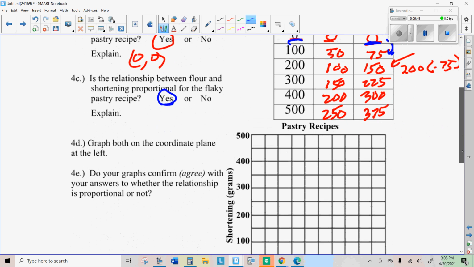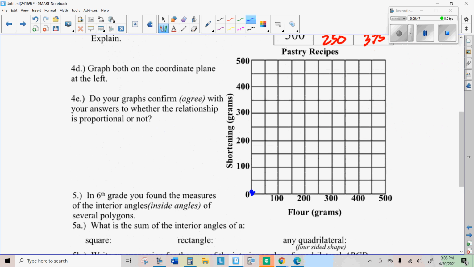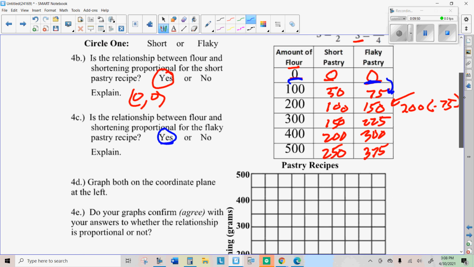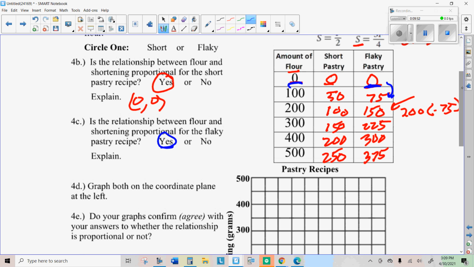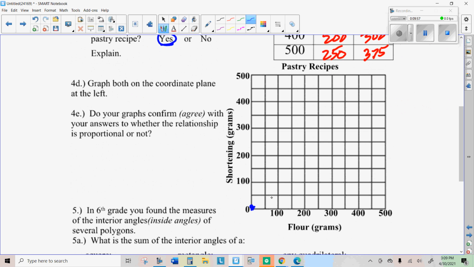Graph both on the coordinate plane. I'll get you started here. Obviously they start at 0, 0. My blue is the flaky pastry, so 0, 0. So I'm going to go over to 100 up to 75. Then 200 goes to 150. 300 goes to 225, 400 goes to 300, and 500 goes to 375. Okay, so there's the line for the flaky pastry.